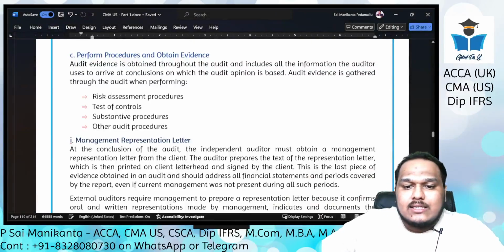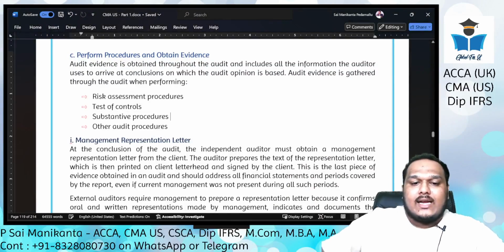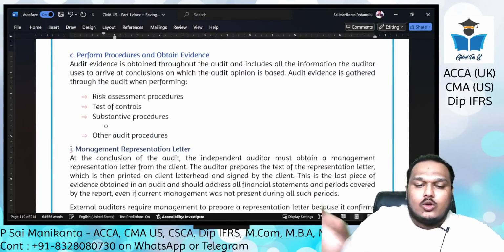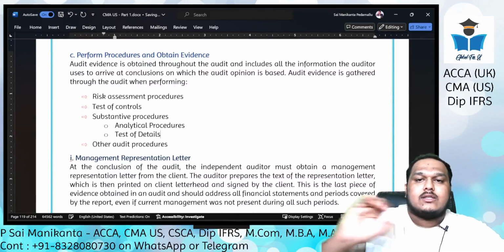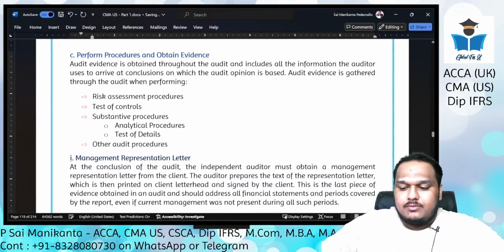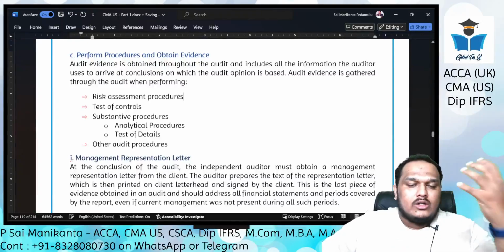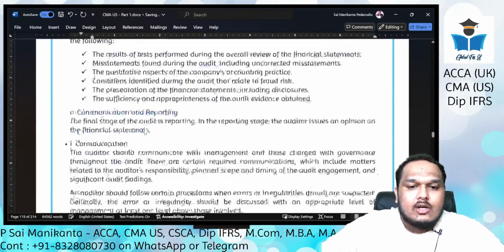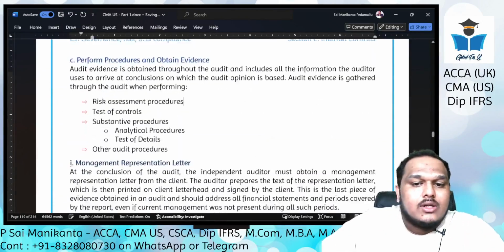See, risk assessment procedures, test of control, substantive procedures, other audit procedures. So again, within substantive procedures, you would do analytical procedures and test of details. Okay. Risk assessment, we already discussed inherent risk. The auditor will do an understanding of the entity and all that stuff. So that is already communicated, discussed in the lectures.